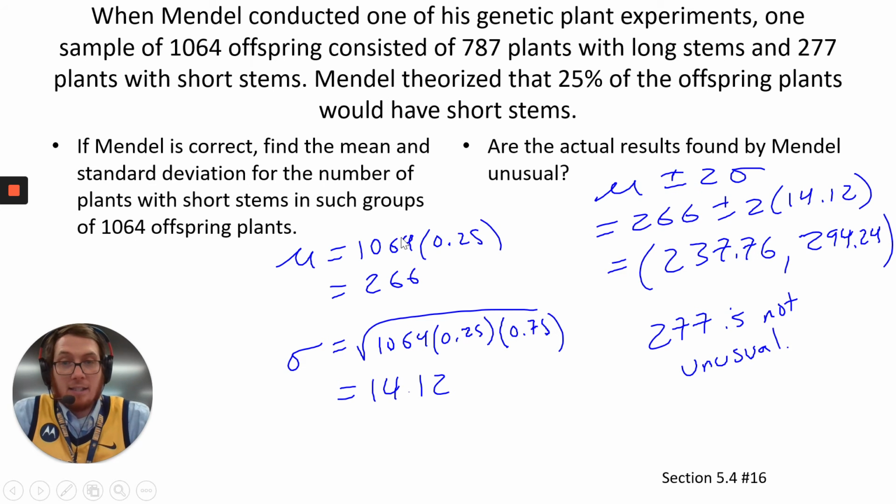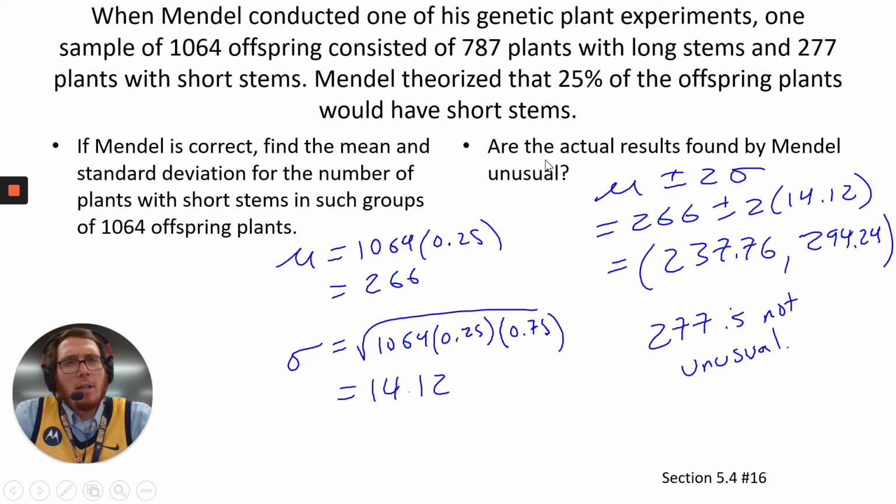Okay, if he was correct, find the mean and standard deviation. So N is the 1064 times P, which is 0.25, because I'm looking for short stems, and that'd be 266. Square root of N times P times Q, the square root of those three numbers multiplied together would be 14.12. So the mean, 266, that's what I should expect to occur. Okay, remember expected value is the mean. And then standard deviation is 14.12. If I do this mean plus or minus 2 standard deviations, I get around 237 up to 294. So is 277 unusual? It's not unusual.